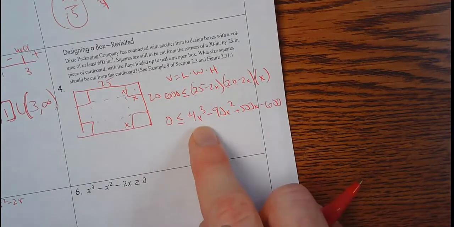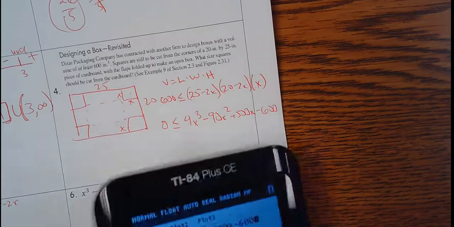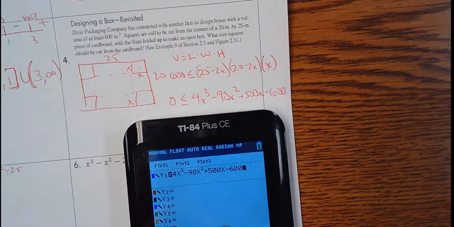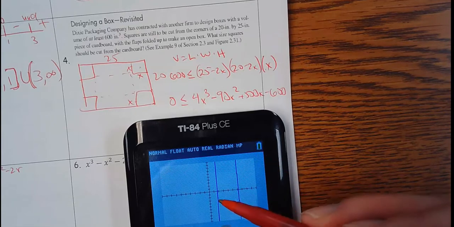I'm going to use my calculator then to find out when this is positive. Okay, so I got it in my calculator. I put all that in there. Again, just pretend like it's equal to 0, and then I can graph it. It's going to be hard to see anything here, so let's zoom whenever it's done graphing. I guess I can see it here.